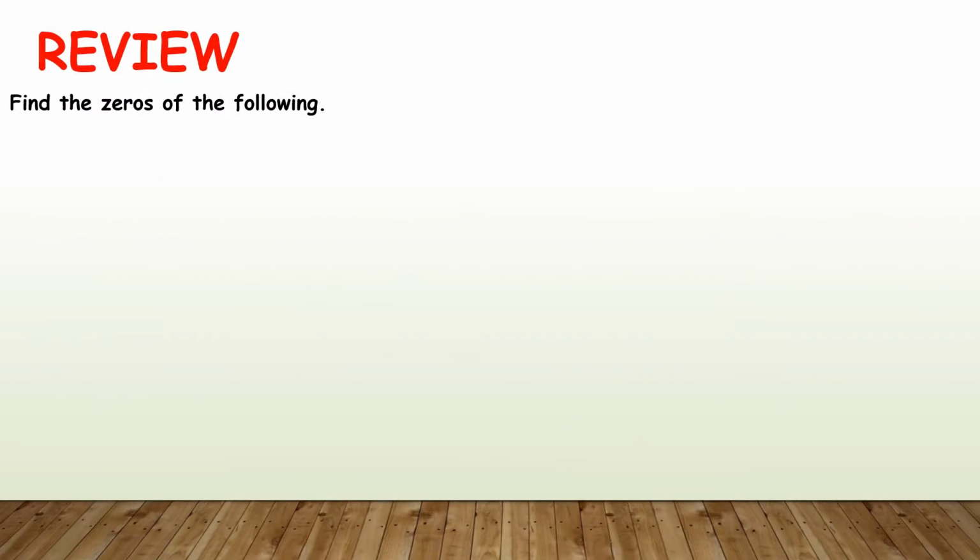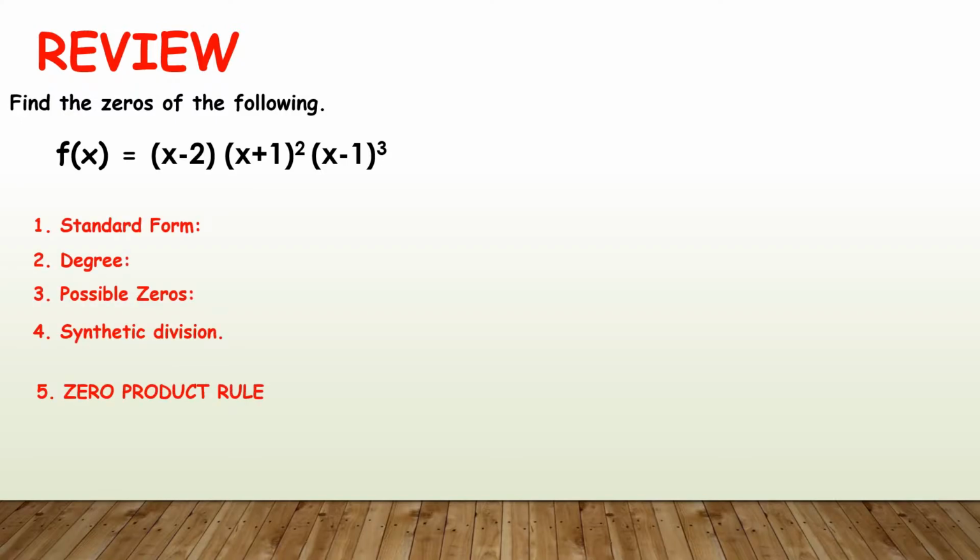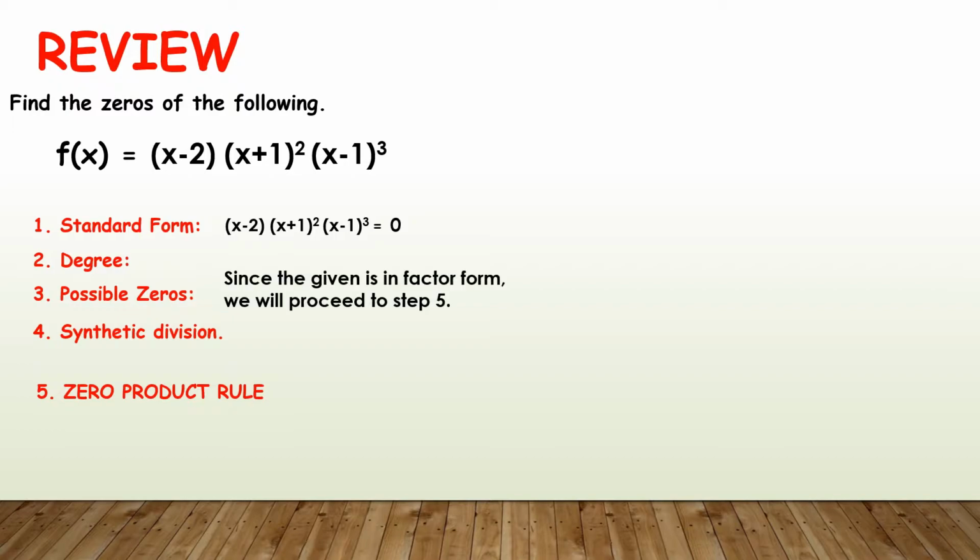So let's have another one. Find the zeros of f(x) = (x - 2)(x + 1)²(x - 1)³. Since the given polynomial is in factored form, we're just going to equate it to 0. Then after this, we're going to proceed with step 5, which is the zero product rule.